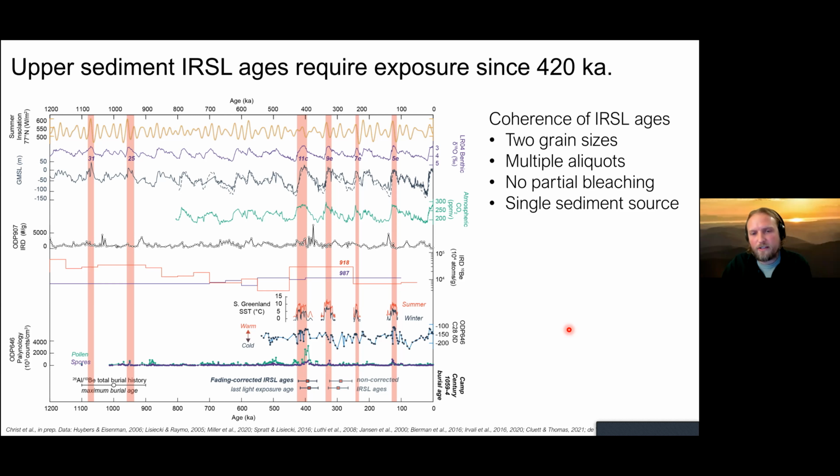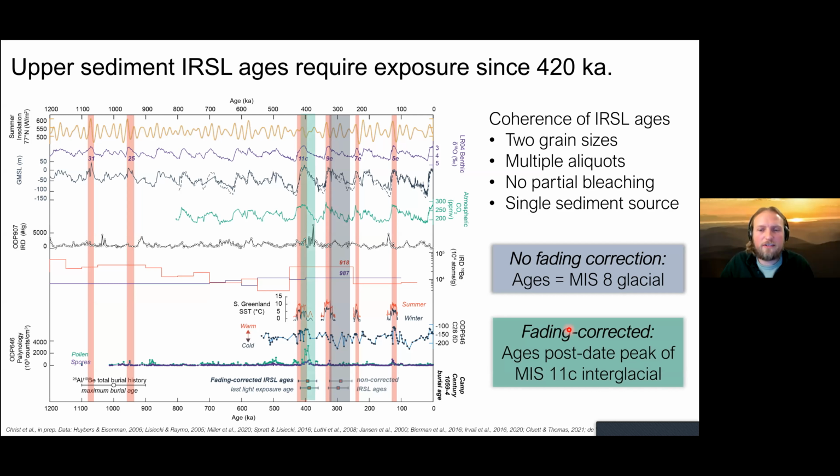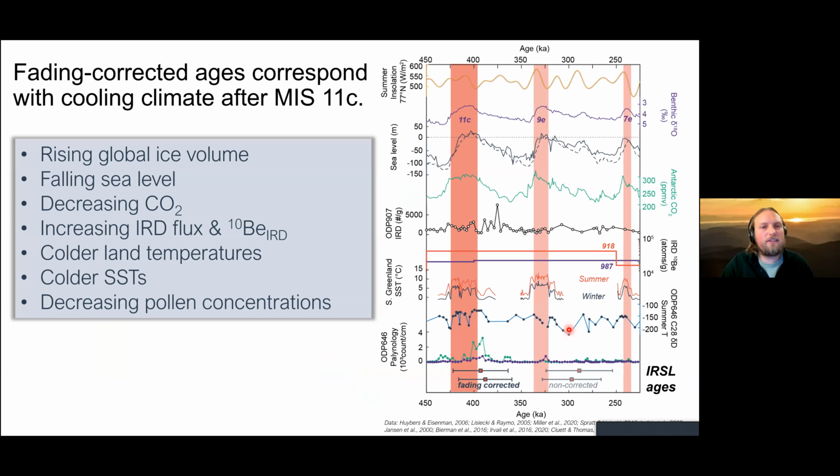So what do these exposure ages line up with in terms of paleoclimate? If we plot the raw IRSL ages without a fading correction, they correspond to the middle of the marine isotope stage 8 glacial period. Now, it doesn't really make sense for this part of Greenland to have been ice-free and exposed during the middle of a glacial period when presumably the ice sheet was in an expanded state. But if we consider the fading corrected ages, they slightly postdate the peak of the MIS-11C interglacial about 400,000 years ago. So they correspond with climatic cooling after the MIS-11C interglacial period.